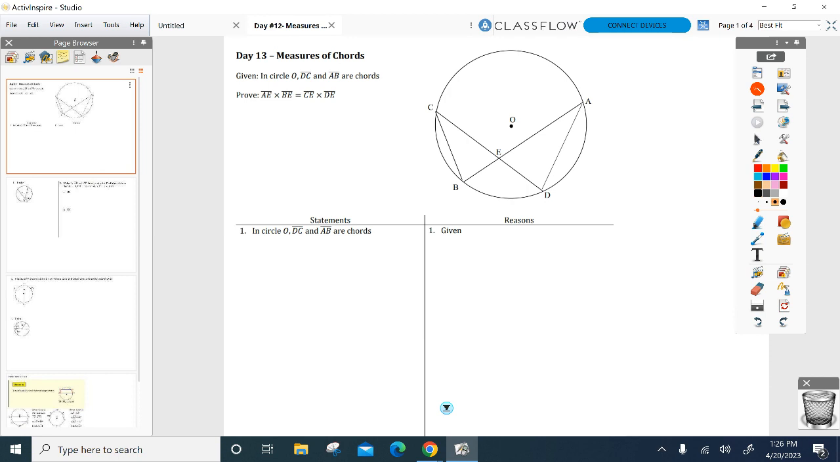And yes, I am going to start off with a proof today, and this is a proof we did a couple units ago. This is a review. I'll throw some circle facts in the reasons column, but this is a review proof. Look at the proof statement for me. AE times BE equals CE times DE.